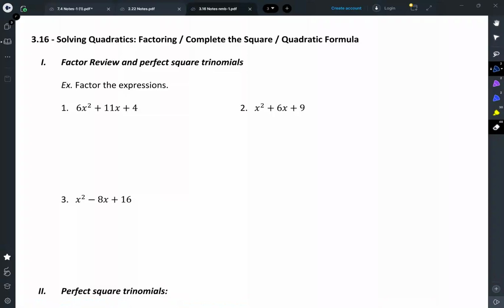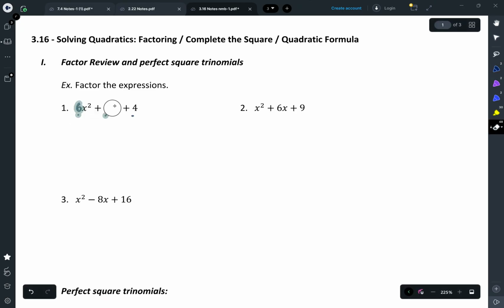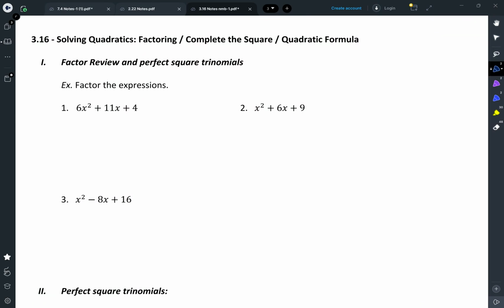The first one, when I'm thinking about factoring styles, I have a leading coefficient other than 1. I have a 6 here. So I always look to see, is there a number that I can divide out of all of my terms? Something I can factor out. And I have a 6, an 11, and a 4, so no such luck there. So then I know this is going to be that kind of factoring where we're either guessing and checking or doing slide and divide. I really like this box method.